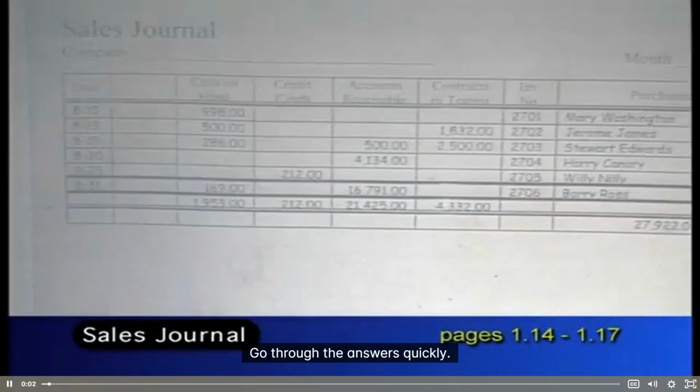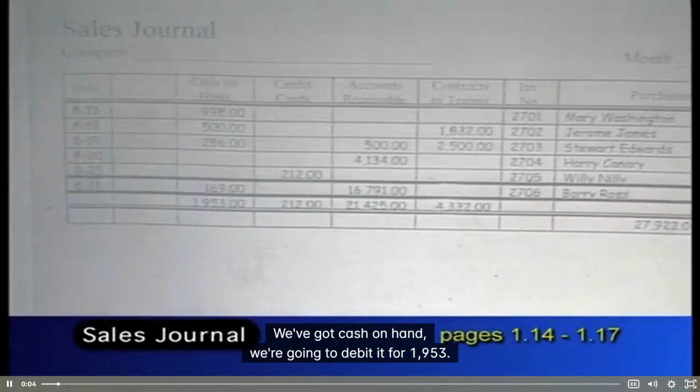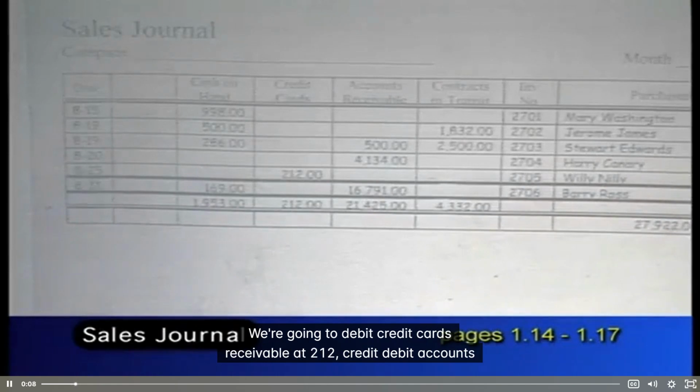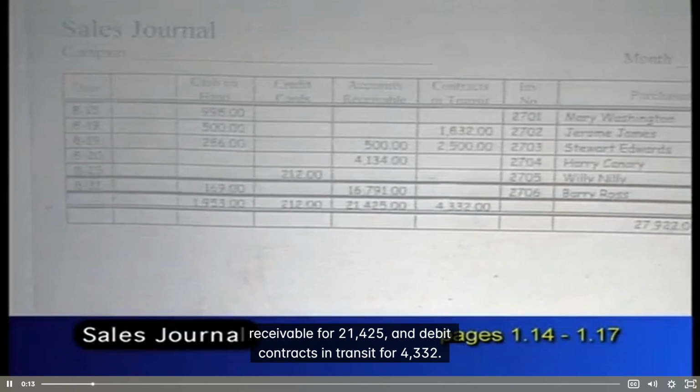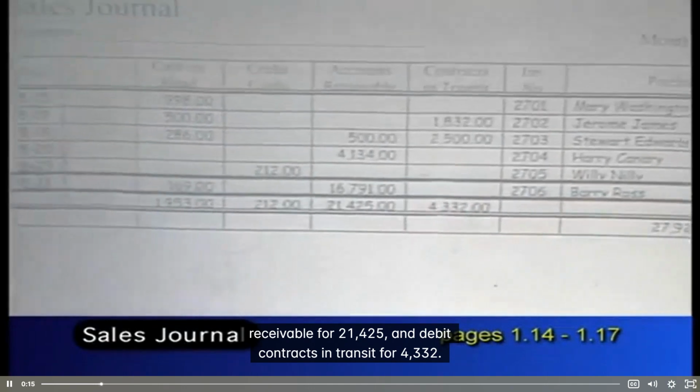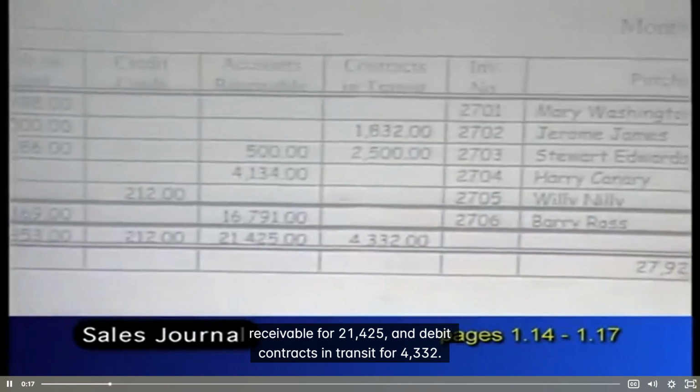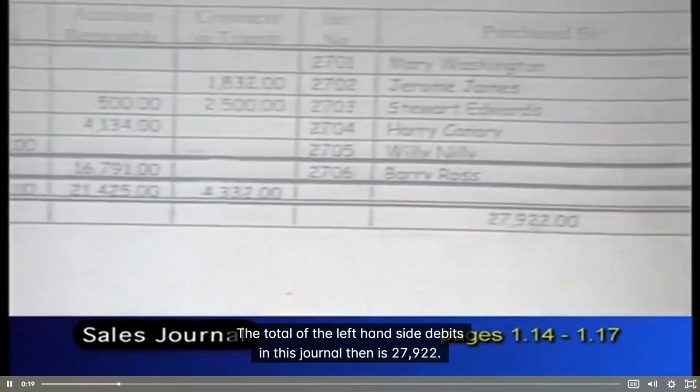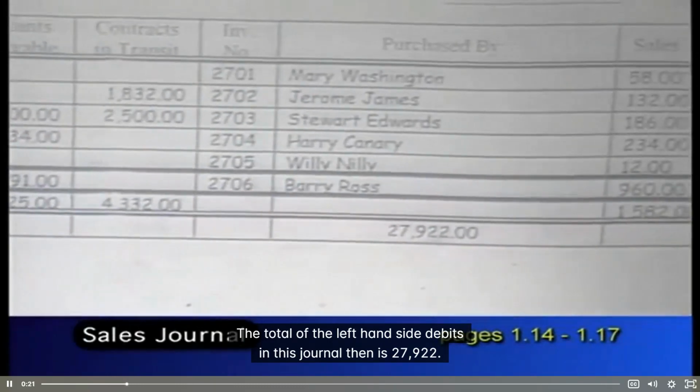Go through the answers quickly. We've got cash on hand. We're going to debit it for $1,953. We're going to debit credit cards receivable at $212, credit accounts receivable for $21,425, and debit contracts in transit for $4,332. The total of the left-hand side debits in this journal then is $27,922.